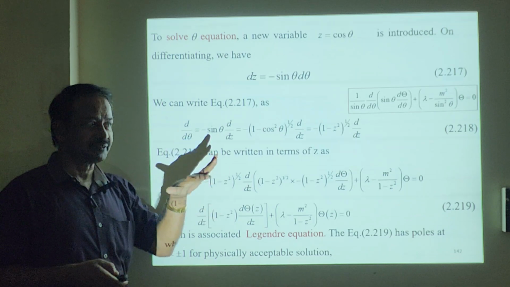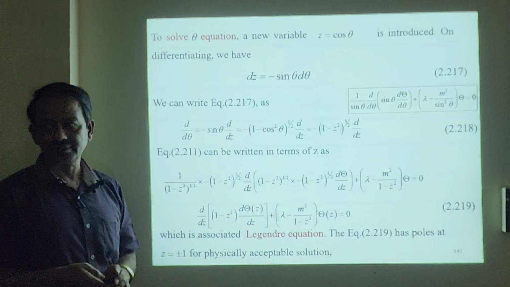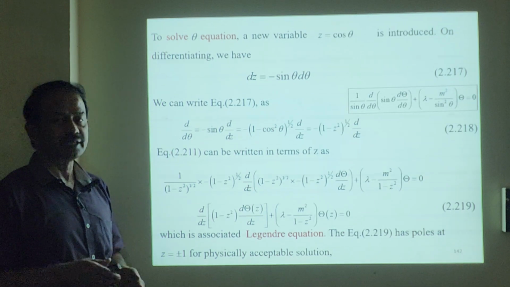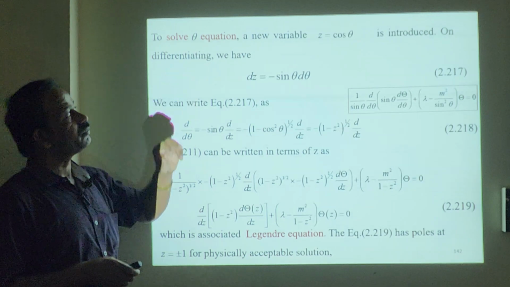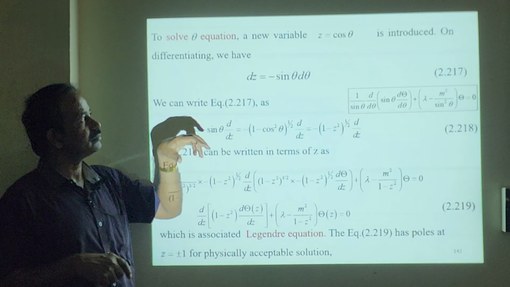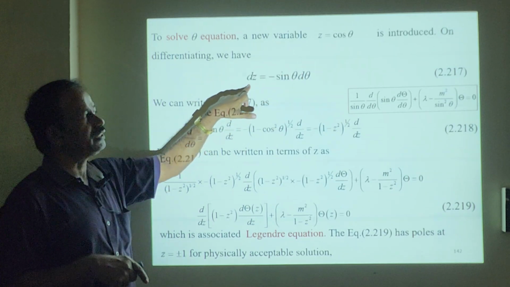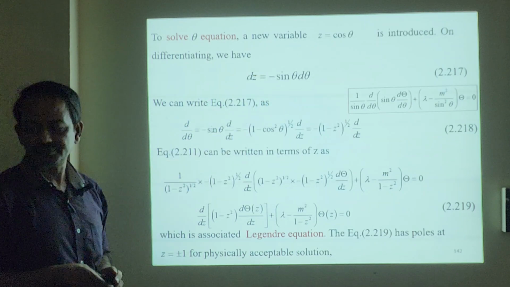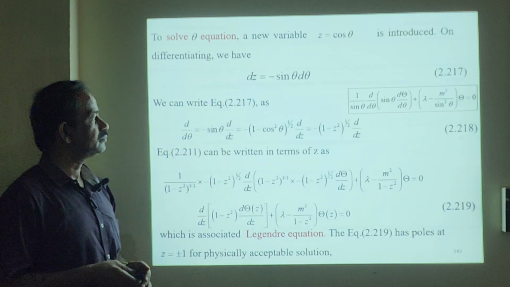We have got the solution for the phi differential equation. Now we will go for the second one, theta. Okay. The last one will be r. Is it okay? So to solve the theta equation, we are going to introduce a new variable z equal to cos theta. This is the technique that we are going to follow. So differentiating, that will give you dz equal to minus sin theta d theta. You differentiate this equation, you will get this.